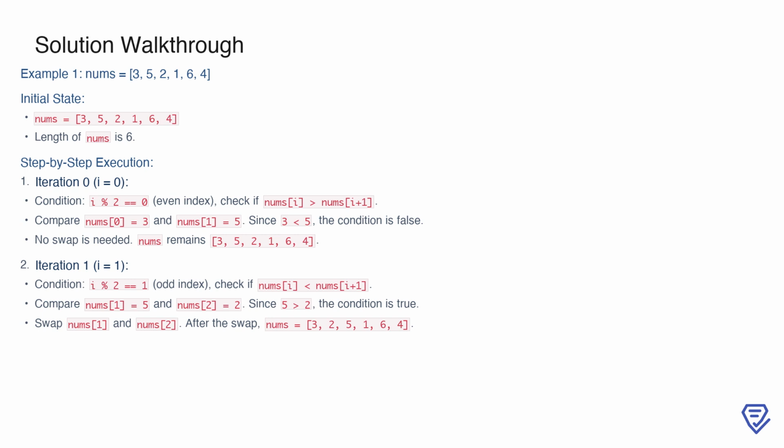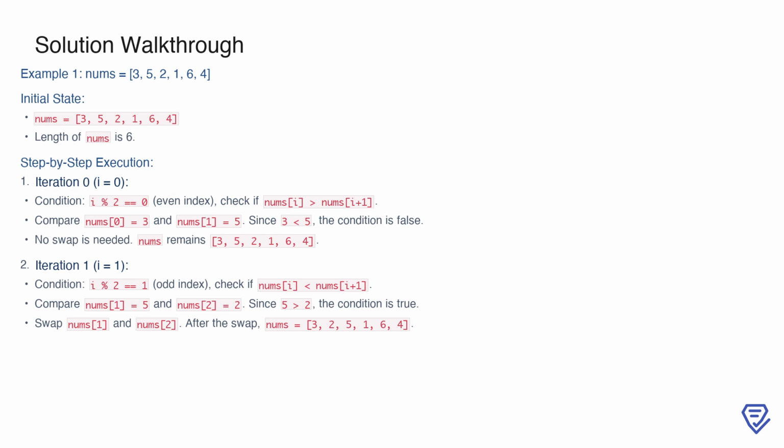To begin the solution walkthrough, we have the input array nums equals 3, 5, 2, 1, 6, 4, which contains 6 elements. The wiggle sort algorithm processes this array step by step to ensure the required pattern. Starting with iteration 0 at index 0, since the index is even, we check if the current element is greater than the next element. Here, nums[0] equals 3 is less than nums[1] equals 5, so the condition is false and no swap is needed. The array remains 3, 5, 2, 1, 6, 4.